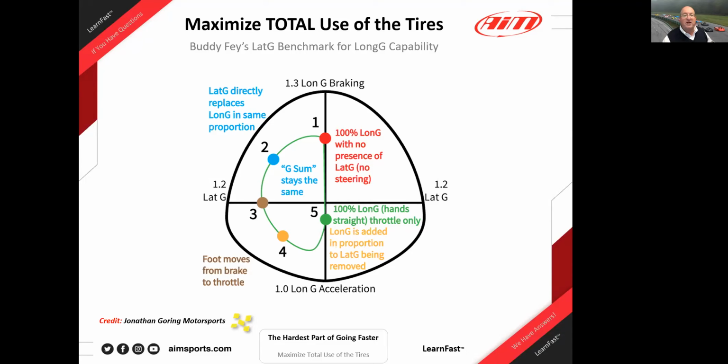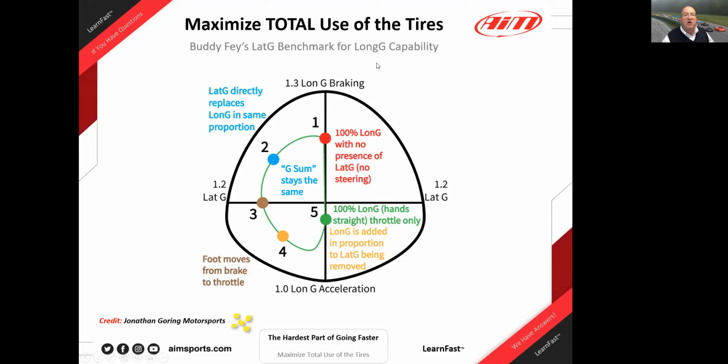The GSum remains the same. The GSum is not simply an addition of one axis plus the other axis. It is actually a mathematical formula. We know about that. There'll be plenty of other people that talk about it a lot. So here we have, foot moves from the brake to the throttle, and then the forces go below the midpoint. And then when you're accelerating straight on, it goes forward. So this is a really, really good setup.